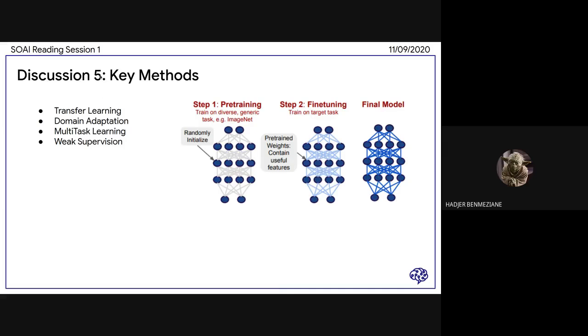Okay, I think I finished with the key methods, but do you have any idea to add, any additional information or any question, or should I explain more some of the concepts here?